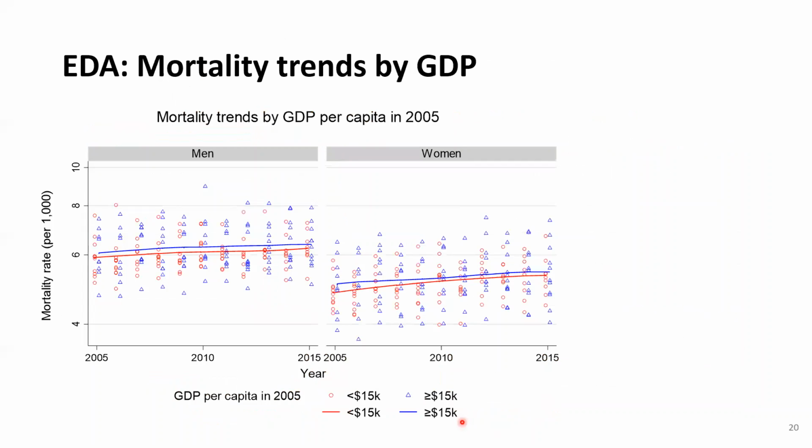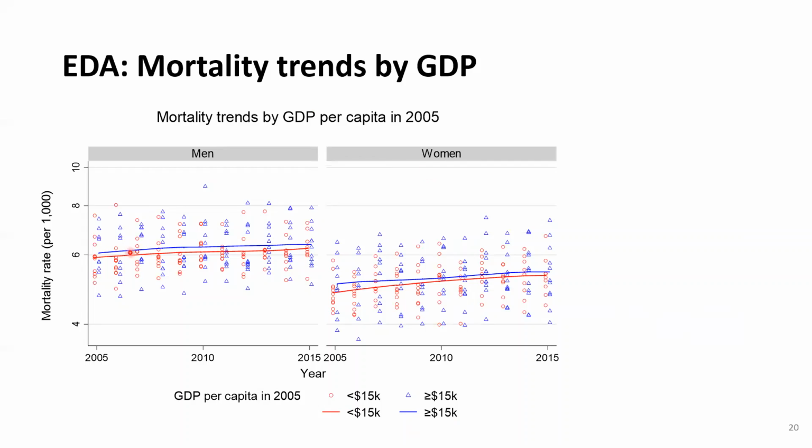And now, what is the association between mortality and time trend? We want to know if GDP per capita in 2005 has influence in change in mortality rate. So I use a red color for the cities that had GDP per capita less than 15,000. I use blue color for the cities with GDP per capita more than 15,000 in 2005. And these are the trends for men and women.